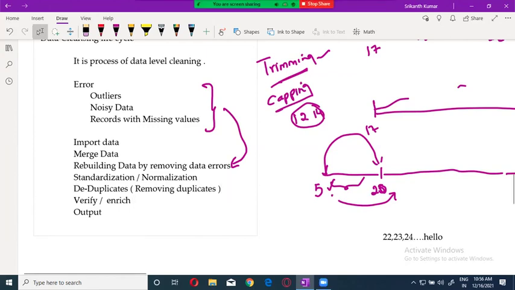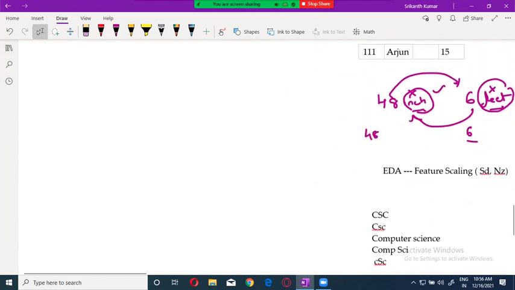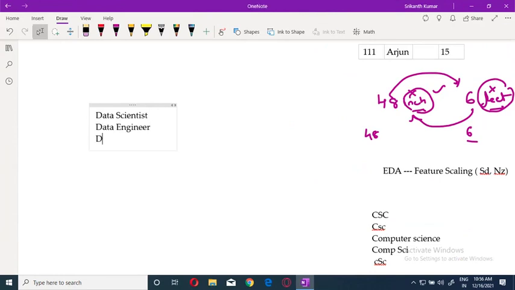Now, verify and enrich. This is again a very important process. Someone was asking me yesterday what the different designations are. One is called data scientist, the next is data engineer, and the next is data analyst. The data scientist is really an expert, like a project manager or team lead. He will be well aware of the domain, the coding, and the data collection process or EDA process.